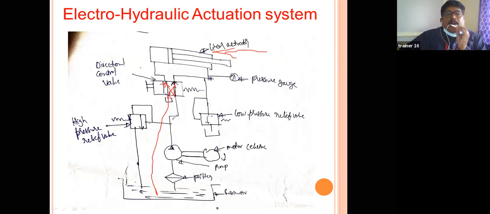Here the hydraulic power supply goes in this direction to the other side of the cylinder, and the pressurized oil moves the piston forward in this direction. Whatever pressurized oil is here goes out in this direction to the reservoir. So now it is clear, right?